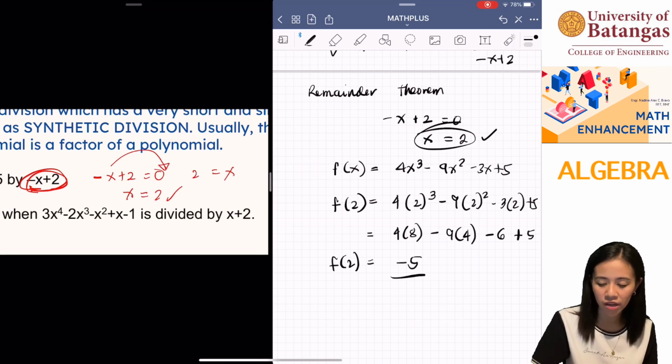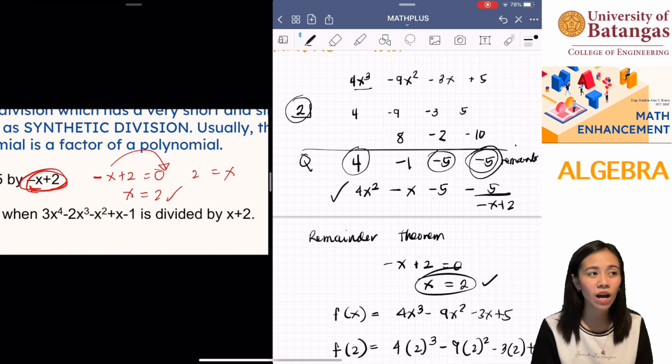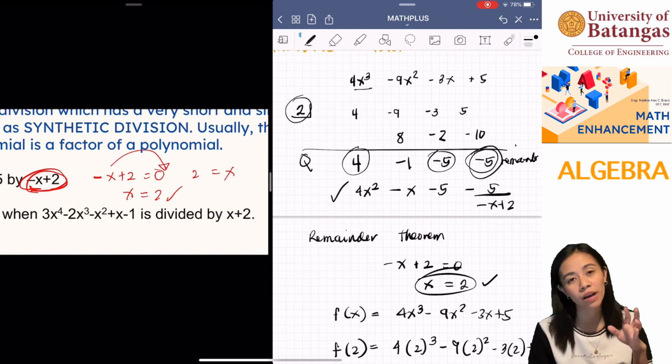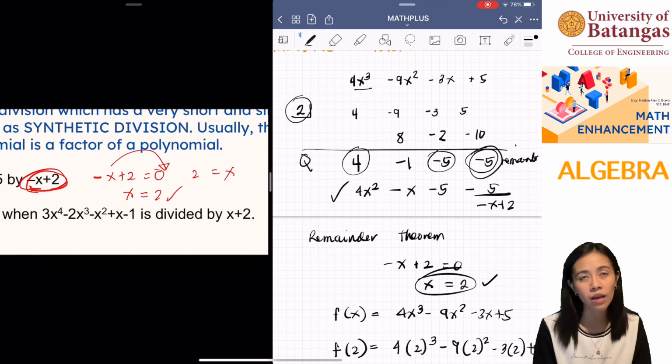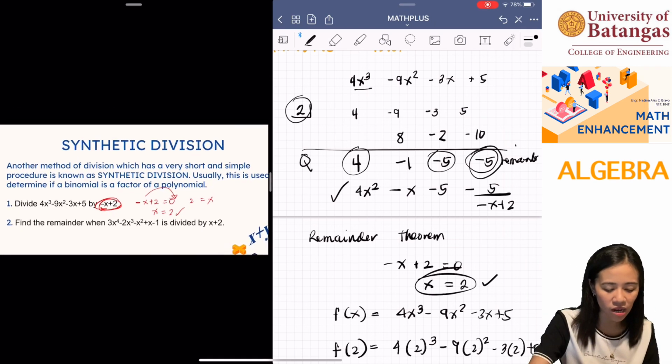-5 yung remainder. Eh, diba, -5 nga yung nakuha nating remainder sa synthetic. So, kung remainder lang ang tinatanong, pwede tayong gumamit ng remainder theorem na lang sa halip na synthetic division pa. Pero kung ang hinahanap naman sa inyo ay quotient, kailangan nyo yung synthetic division. That's the shortest way you can do the division. Pero pwede nyo namang ilong method yan eh. Nasa inyo yun. Okay? Let's try the next one.